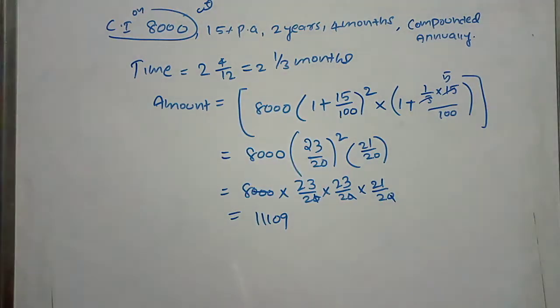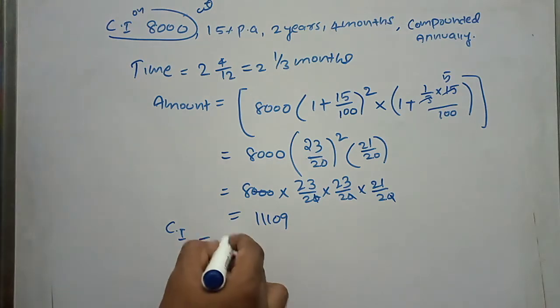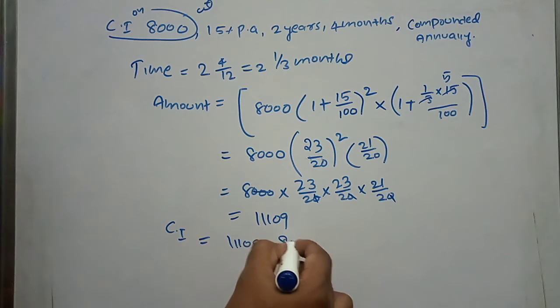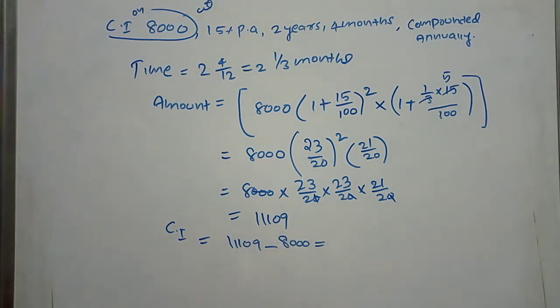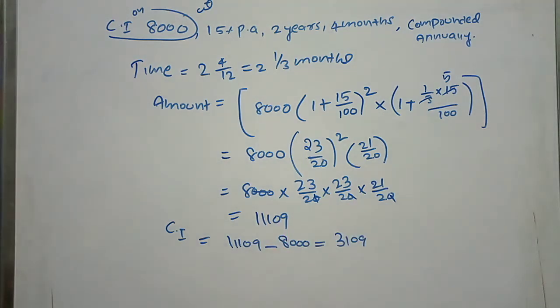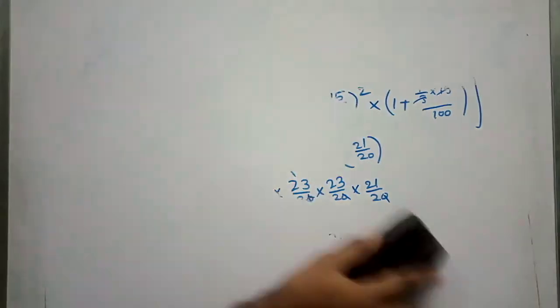11,109. So now compounding interest is equal to, so what is the amount? 11,109 minus 8,000, which is equal to 3,109. So here even in the fractions, compounding interest we have identified in a simple method. Okay, so this is one example. Then in the next example we are going to take the compounding interest for half yearly.